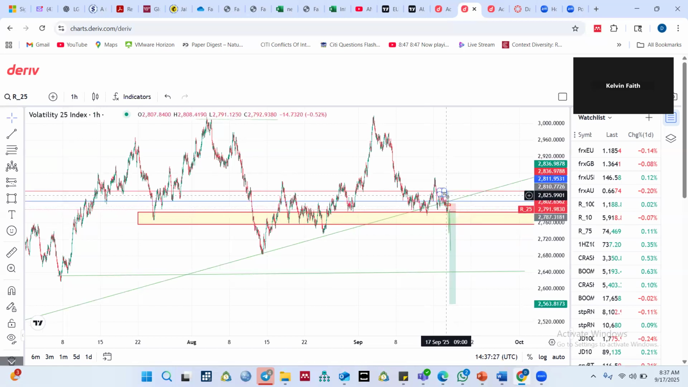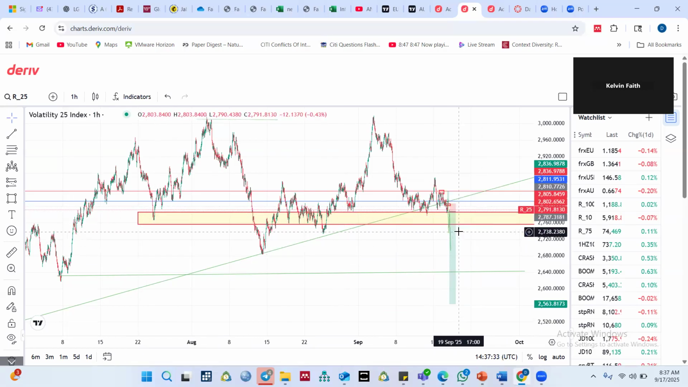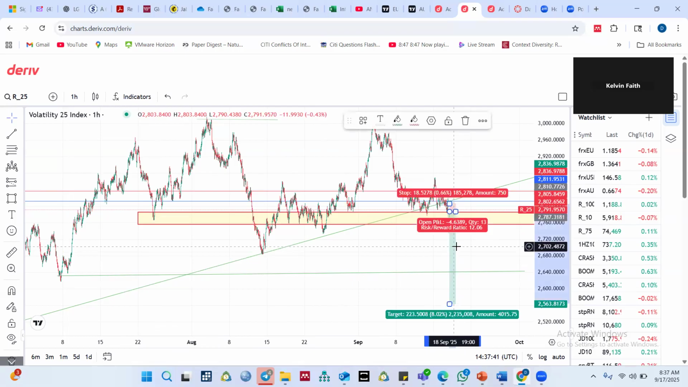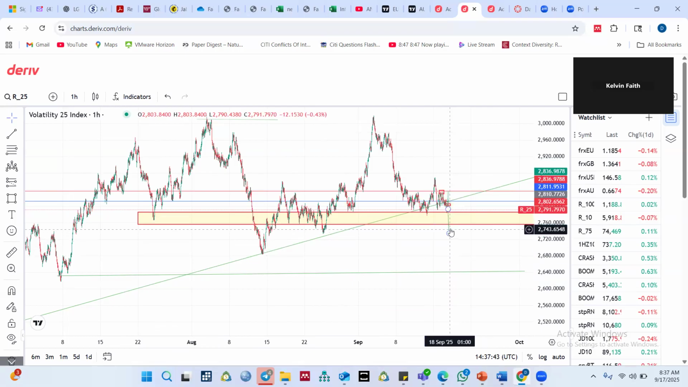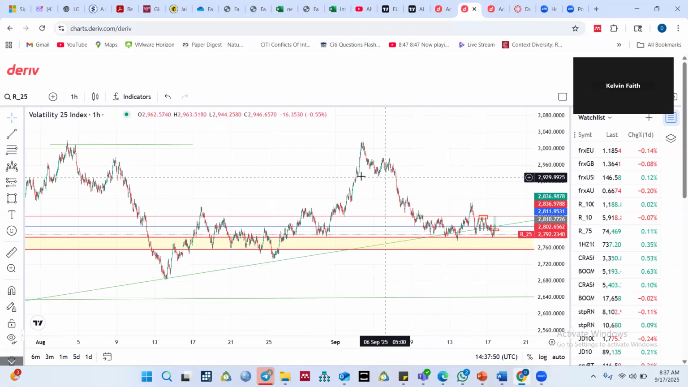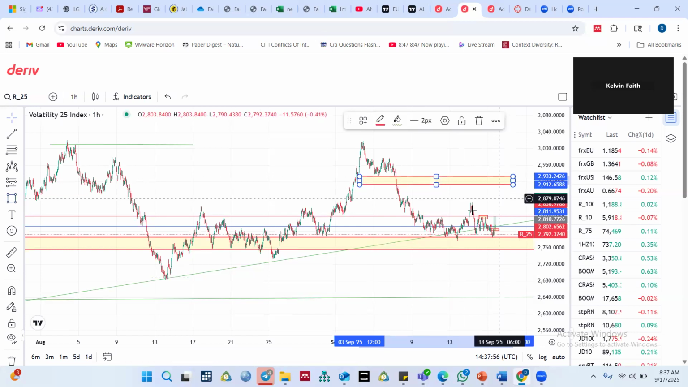If price is to break below the support here, then on the retest I will be joining the sell. But until that happens, I feel like price might reject off the area of interest again and then push up and give us a bullish market into the area of interest above, this zone.